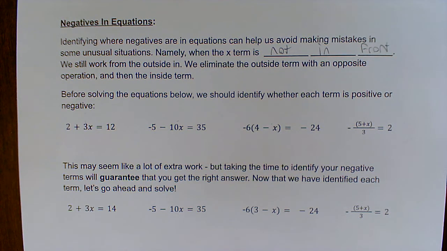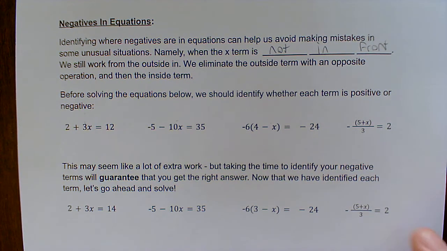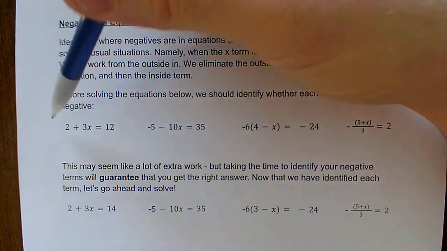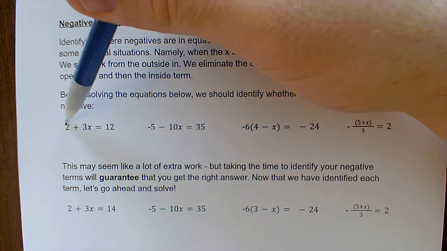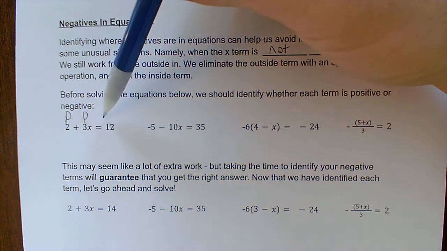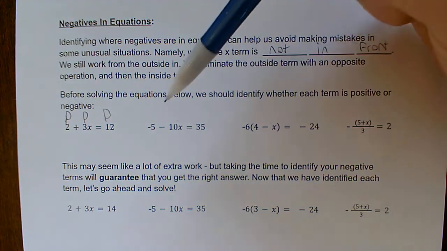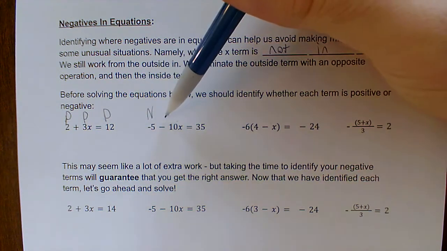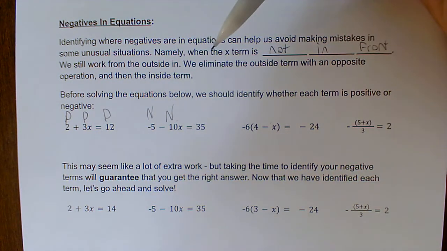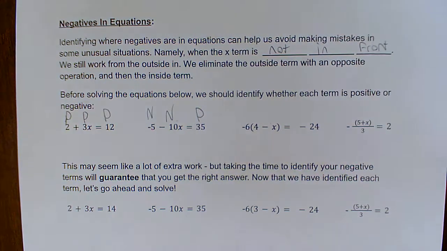Before solving the equation below, we should identify whether each term is positive or negative, just like we did on the front. So, in this first one, I only have positive terms. This is a positive 2, a positive 3x, and a positive 12. The second equation has some negatives, though. This is a negative 5, and this is a negative 10x. I also have a positive 35 on the other side.